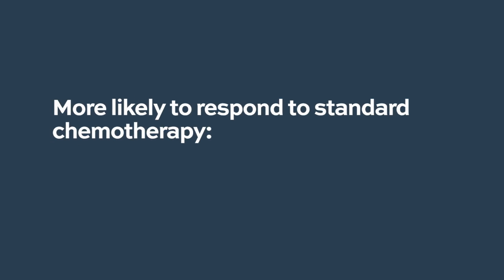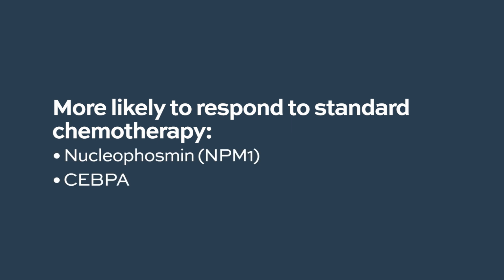To that group, you add in patients where we don't see genetic changes on the standard FISH or cytogenetics, but we see from the molecular testing that we discussed certain things that show us that patient's leukemia is likely more sensitive to the standard chemotherapy. So mutations, for instance, in nucleophosmin or CEBPA may indicate that that patient's leukemia is more likely treatable with standard chemotherapy.